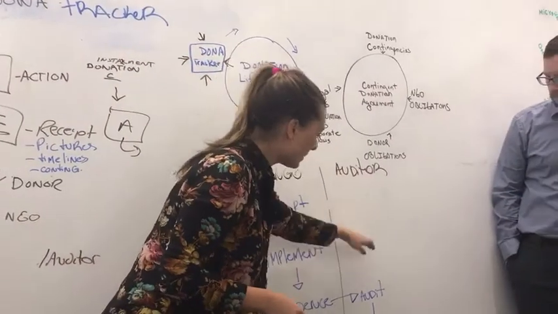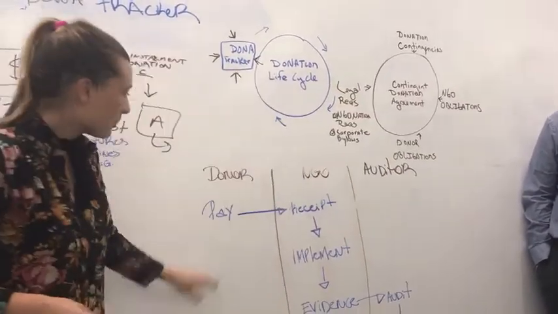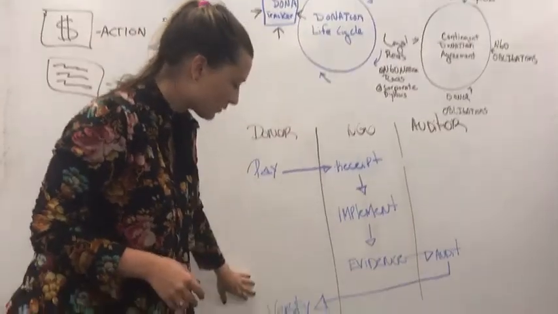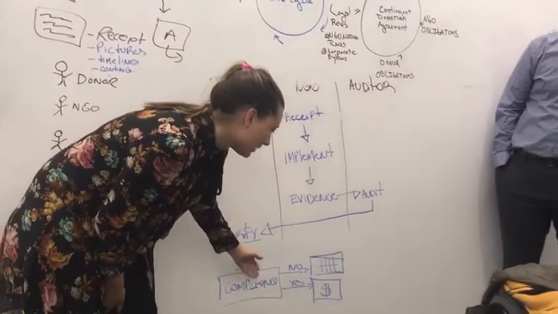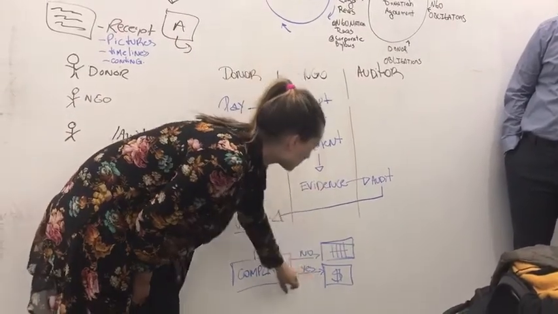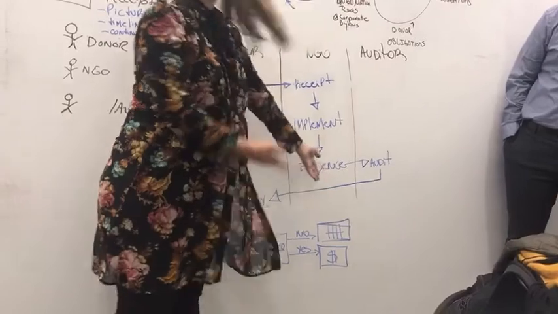The auditor is coming in to audit it, and then send a report to the donor who should verify this report. Depending on whether it's in compliance or not, the NGO should receive money or end up in jail.